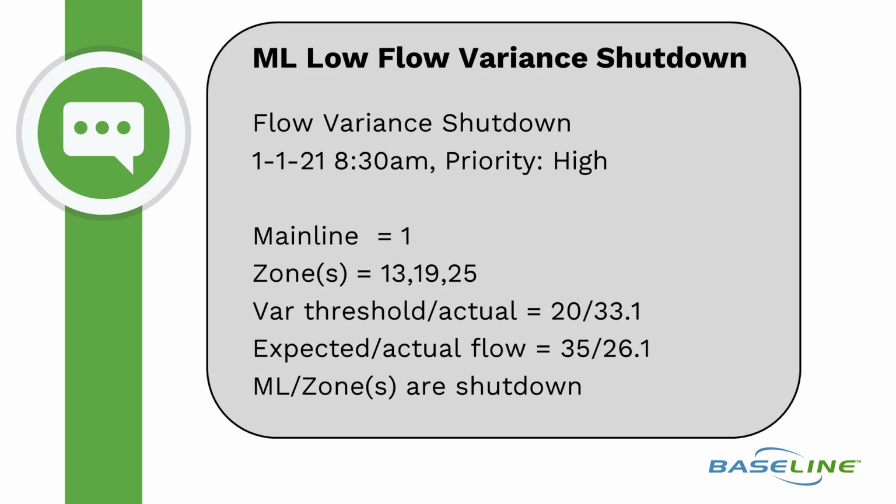Looking at the message again, we see that zones 13, 19, and 25 are the suspects. Notice that the variance threshold is measured as a percentage. The controller was allowing a 20% variance, but actually saw a 33.1% variance. The expected and actual flows are measured in gallons per minute. The controller expected 35 GPM from zones 13, 19, and 25 combined, when in fact it only saw 26.1 GPM. Remember, this is a low flow variance.